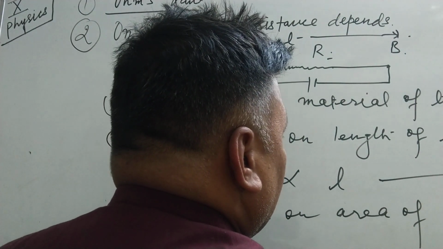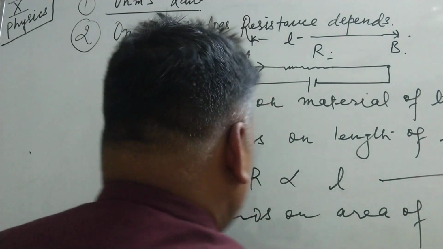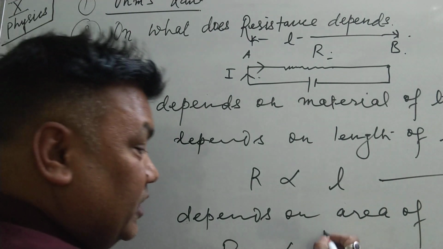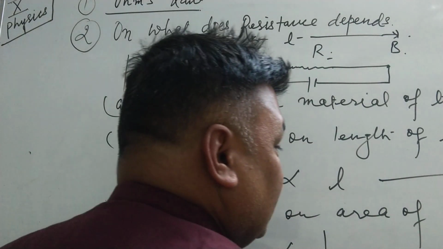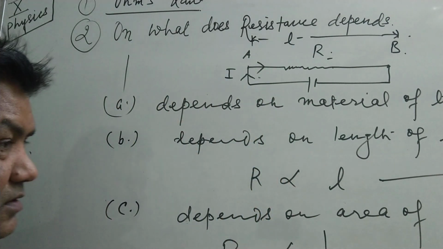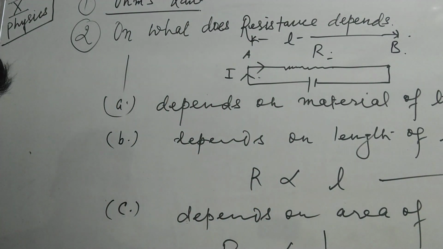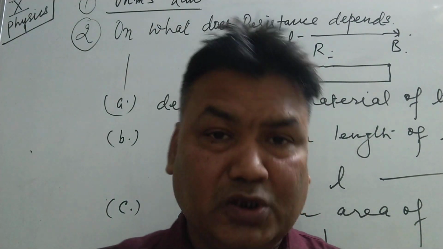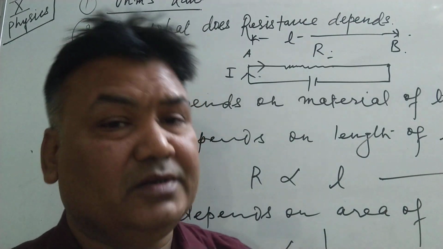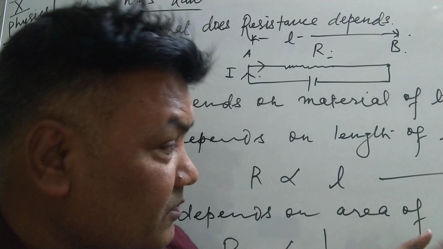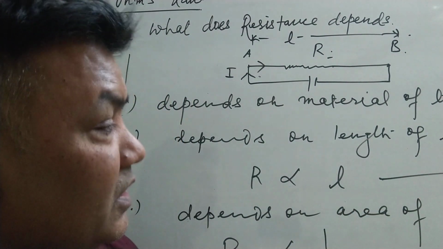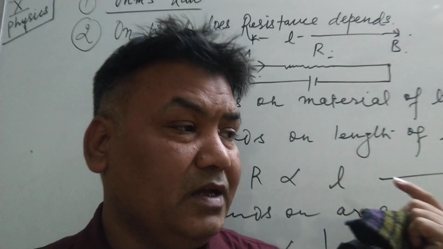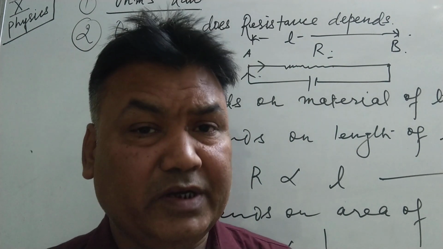Now the third point is it depends on the area of cross section, means A. So R is inversely proportional to the area of cross section of the wire. This is the second equation. Now the last point is it depends on temperature also. Resistance depends on temperature. So we have to use equation 1 and 2, and on the basis of these two we have to find resistivity and its SI unit.